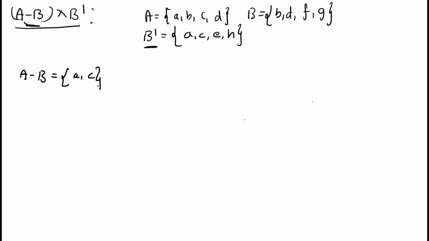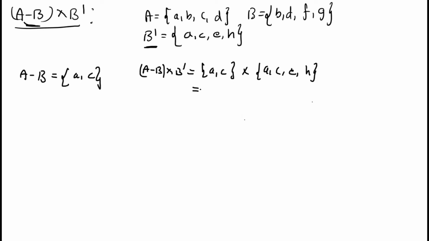So A, C. In the next step, you need to multiply that. Next you need to cross with B dash. That is, A minus B cross B dash is equal to: A minus B value is A, C, cross B dash value is A, C, E and H.